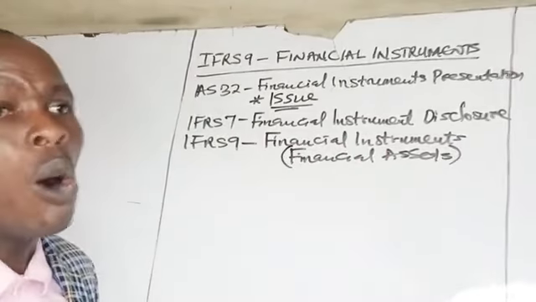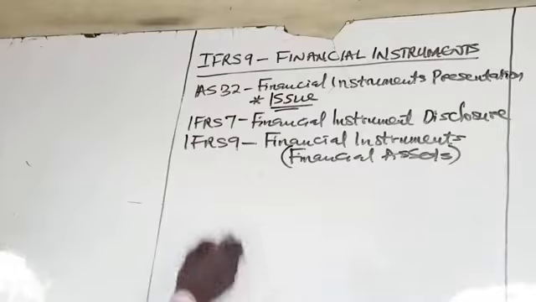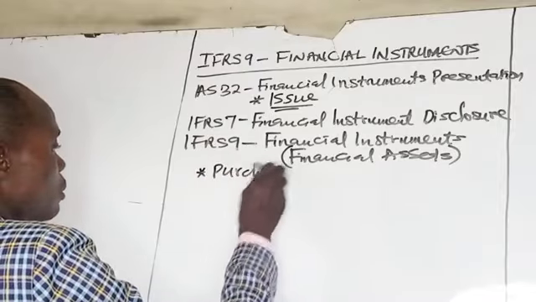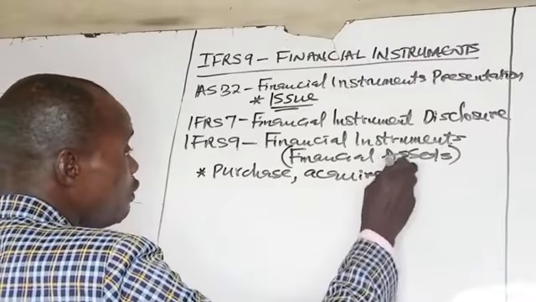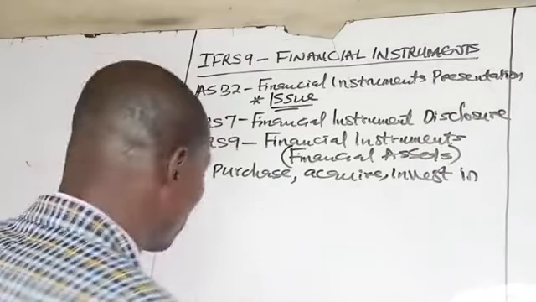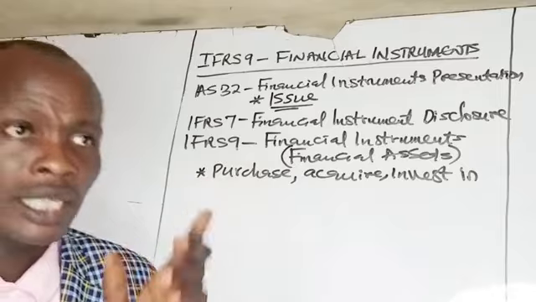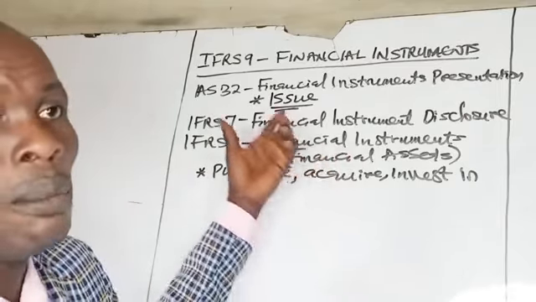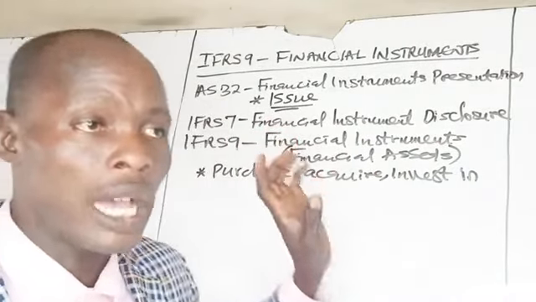So, how do you know when the instrument is a financial asset? When you see the word purchase, acquire, invest in. When you see any of these terms, you know it is a financial asset. I've told you that IFRS 9 deals with measurement and recognition of financial assets.